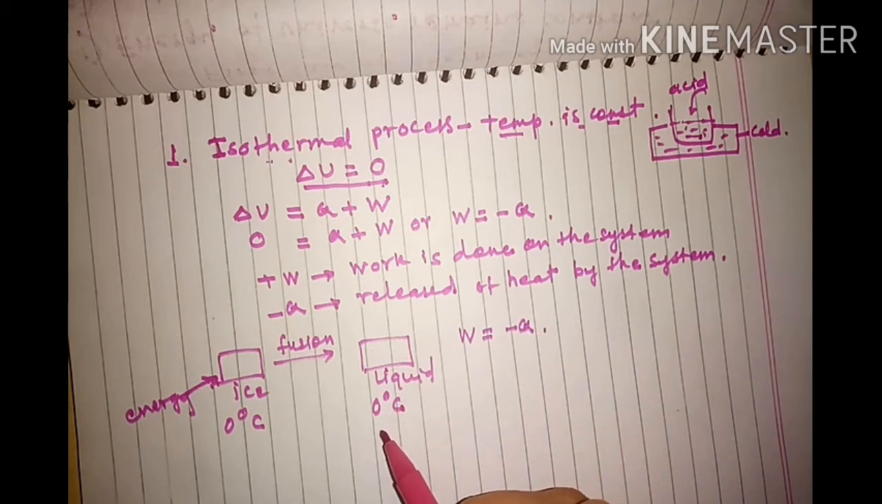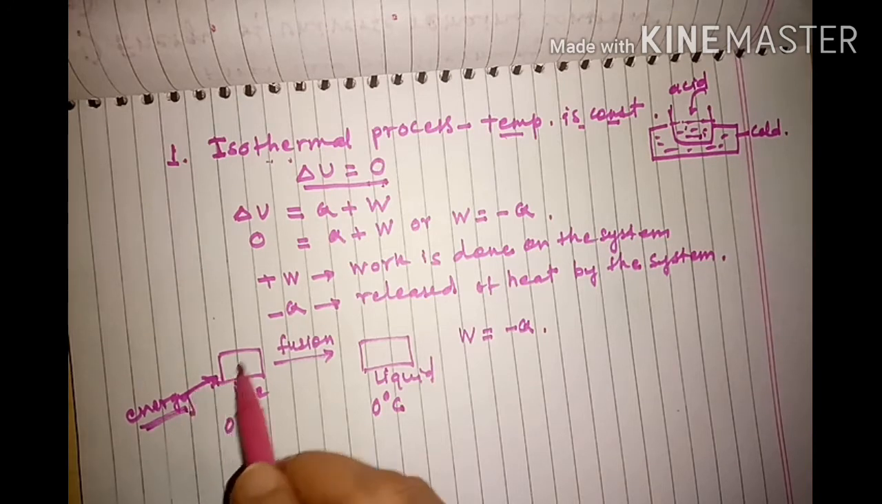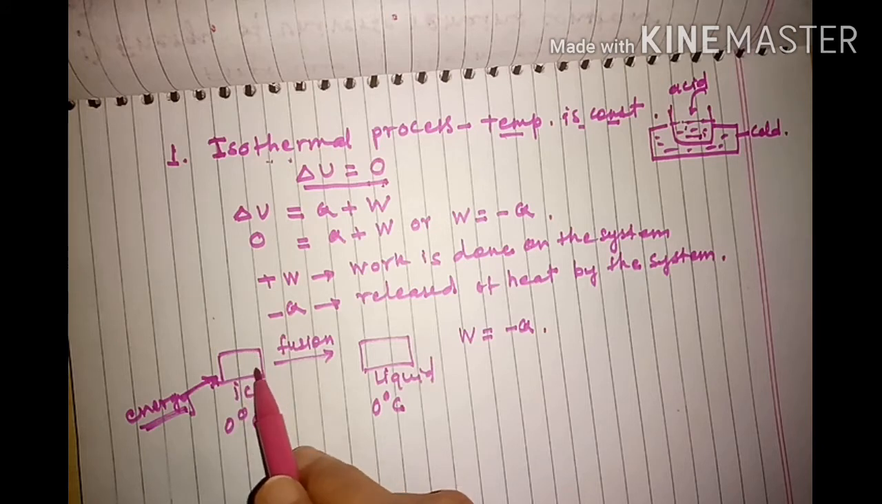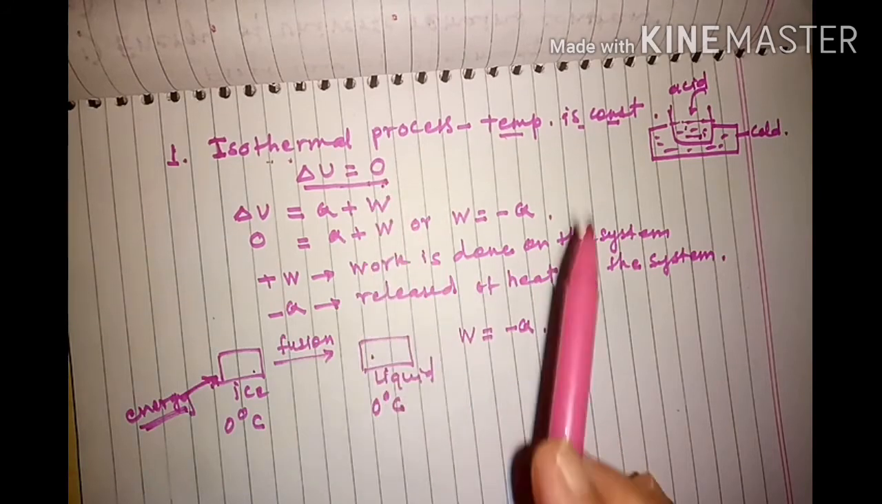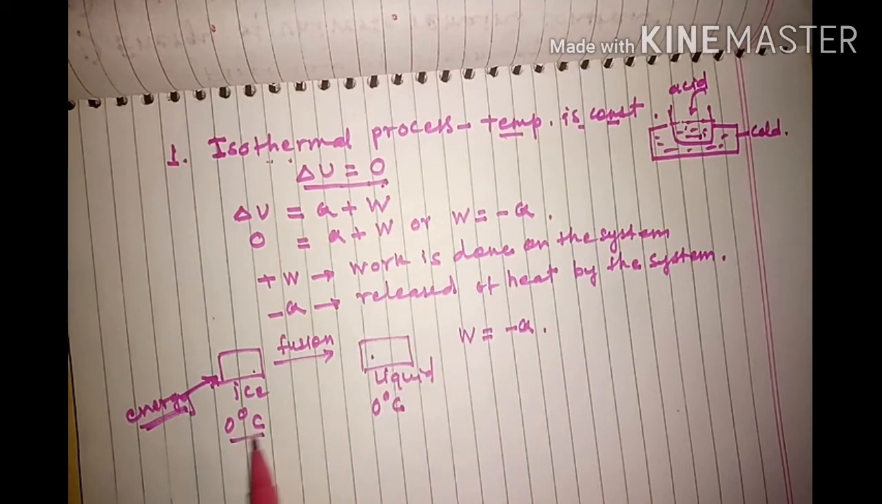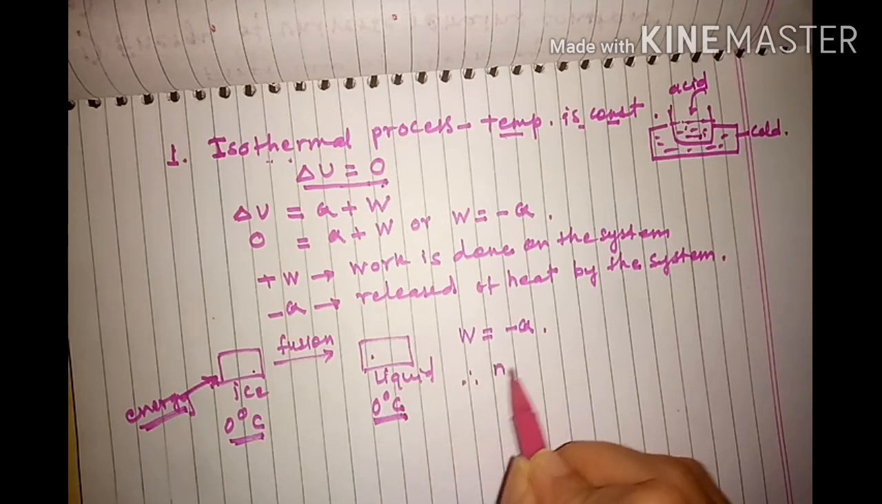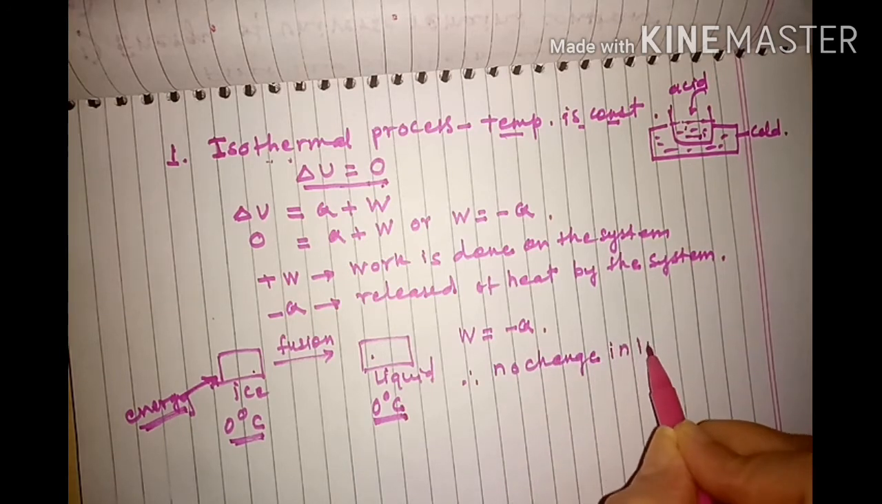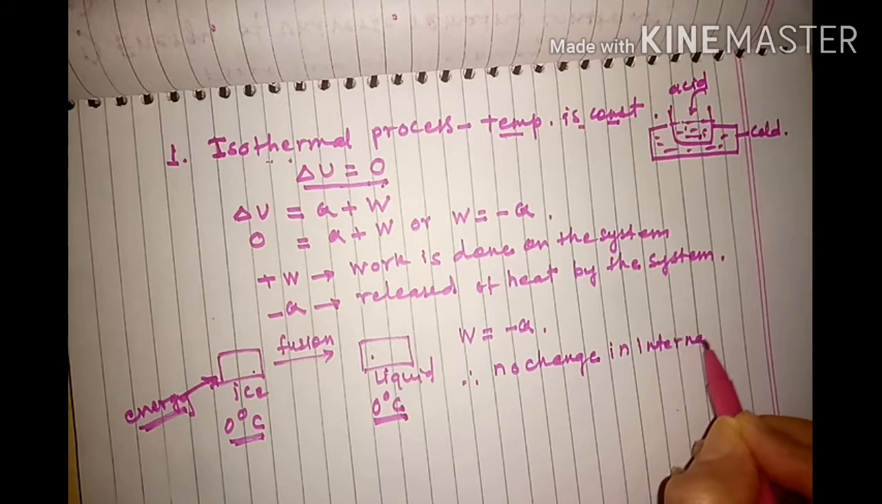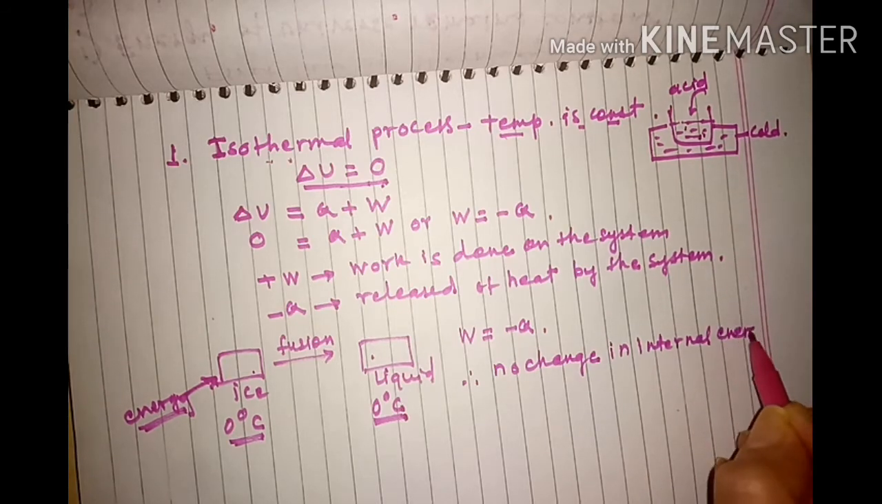So here W is equal to minus Q. Energy supplied is not stored in the system. So this energy which you are supplying to this system is not stored. On the other hand, it is utilized for converting this solid into liquid, and that is why delta U equal to 0, and this process is occurring at constant temperature, that is 0 degrees Celsius. So therefore there will be no change in internal energy, means delta U equal to 0 here.